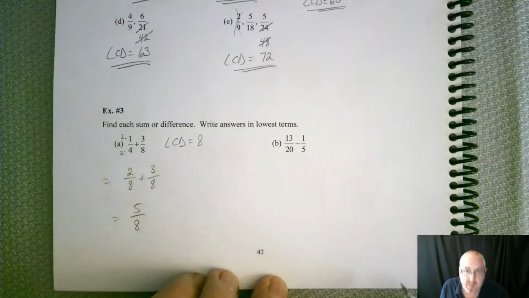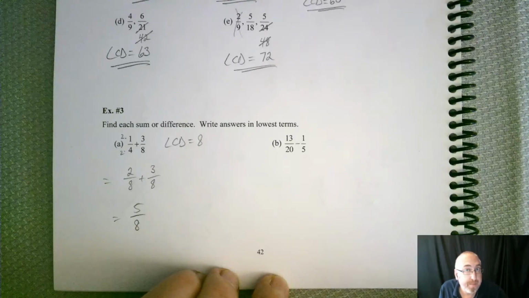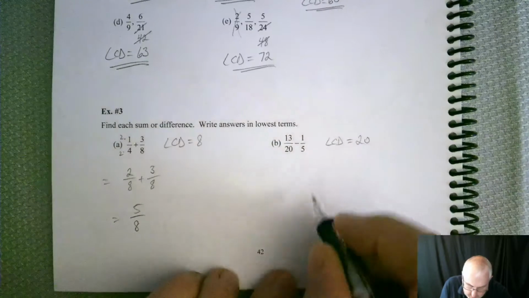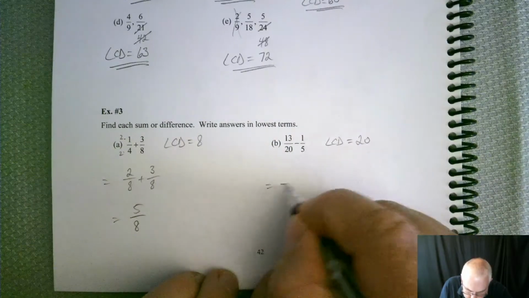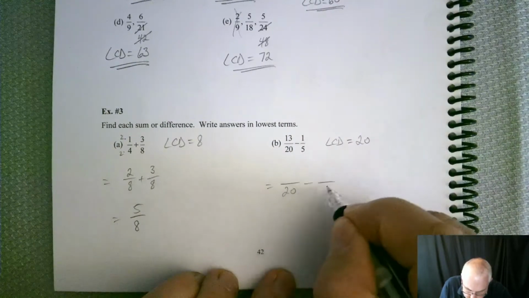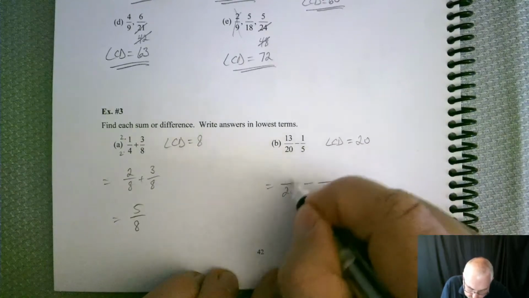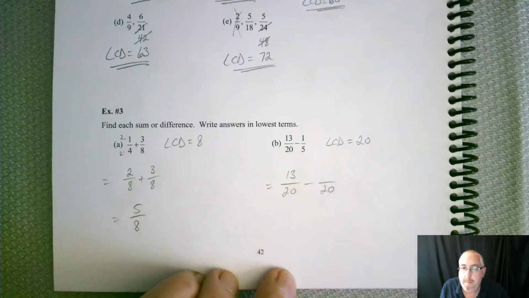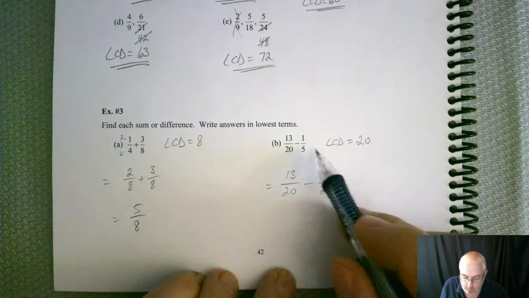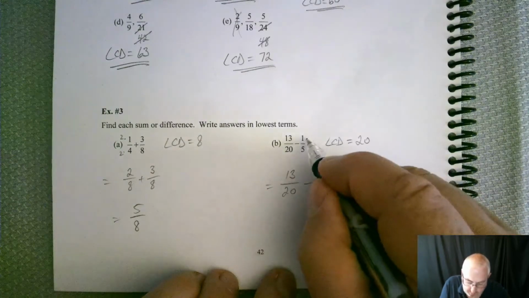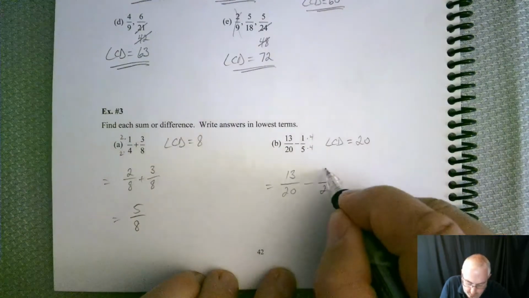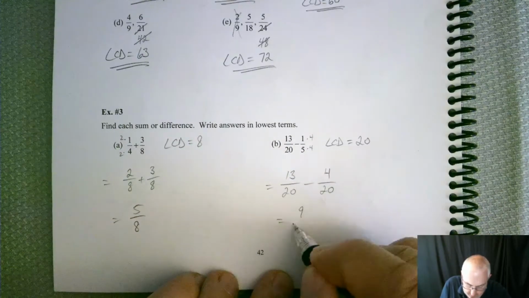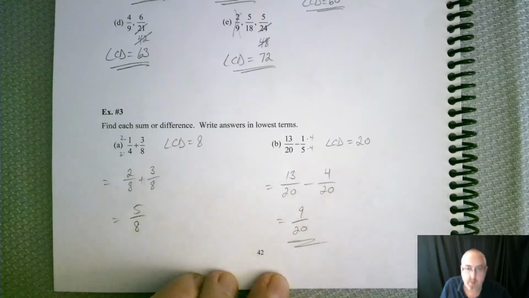What about this one? What's our LCD going to be for that? You got it. LCD better be 20. 5 goes in evenly. So we got 20 for the first one. We got 20 for the second one. The first one doesn't change. So what's our new numerator going to be on this one? We got to multiply by what? So we're multiplying by 4. So we better get 4 over 20. 13 minus 4 better be 9. So 9 over 20.